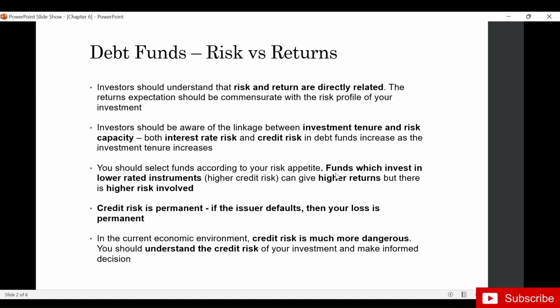Credit risk is permanent, and if the issuer defaults, then your loss is also permanent because there are very little chances of recovery in that case. And in the current economic environment, the credit risk is a lot more dangerous, and hence, before making any kind of investment, an investor should understand the credit risk of the instrument and make an informed decision.